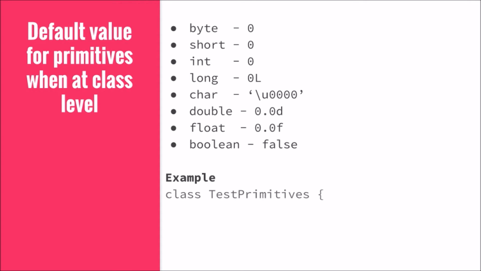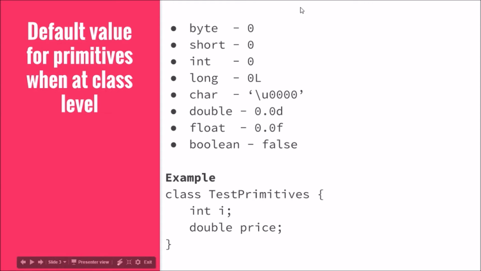Here is an example. There is a class called TestPrimitives, and you declare int i and double price. So what will be the value of i? The value of i will be 0 because i is int. So the default value of int i is 0. Java will assume that i has a value of 0. Similarly, double price has a value of 0.0d. That means they are defined at class level, so they will be given default values.